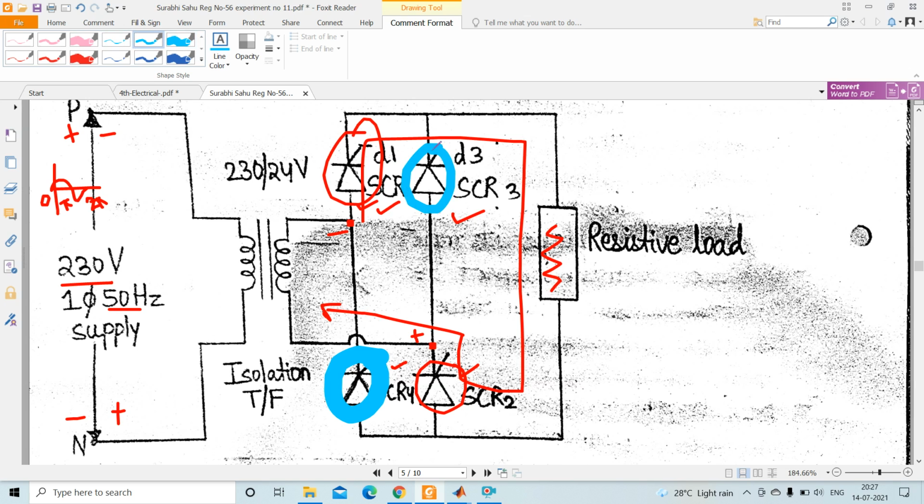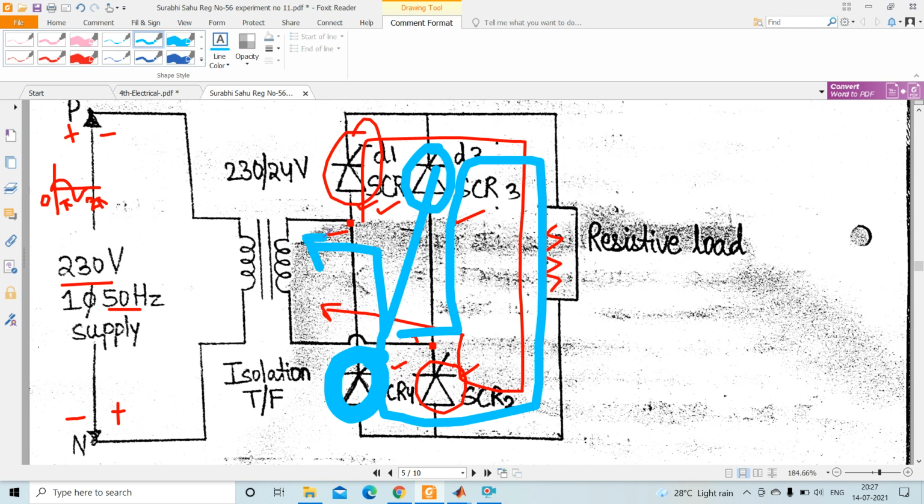At the same time this one is forward biased, because plus is over here. This plus is linked to the anode here and here the cathode is negative, so it is reverse bias and this is forward bias. So now SCR3 and SCR4 are forward biased. Current flows like this, starting from here, through this thyristor, then through the load, then through thyristor 4, then back to the source. So this is the current direction path. Understood or not?